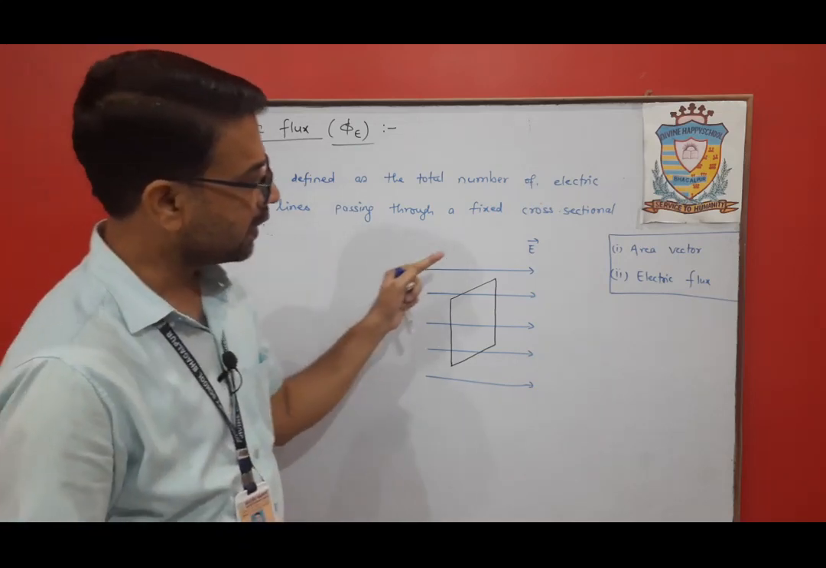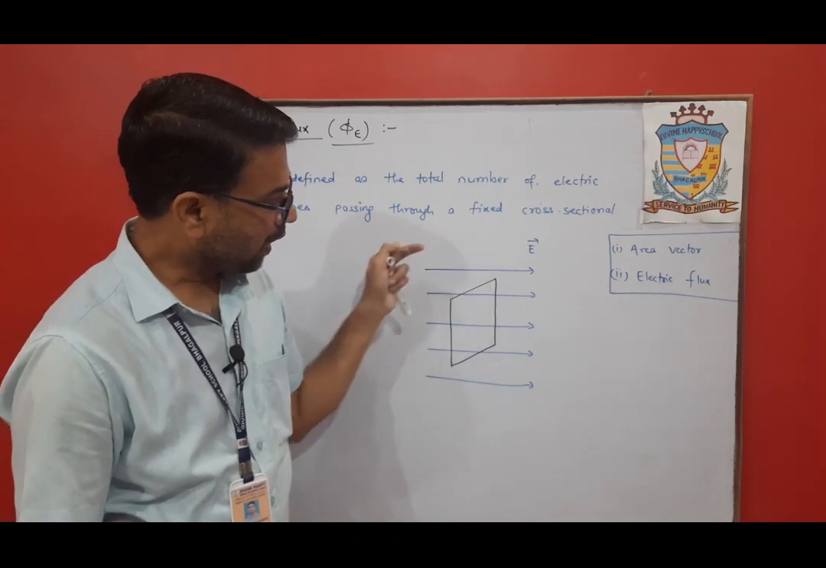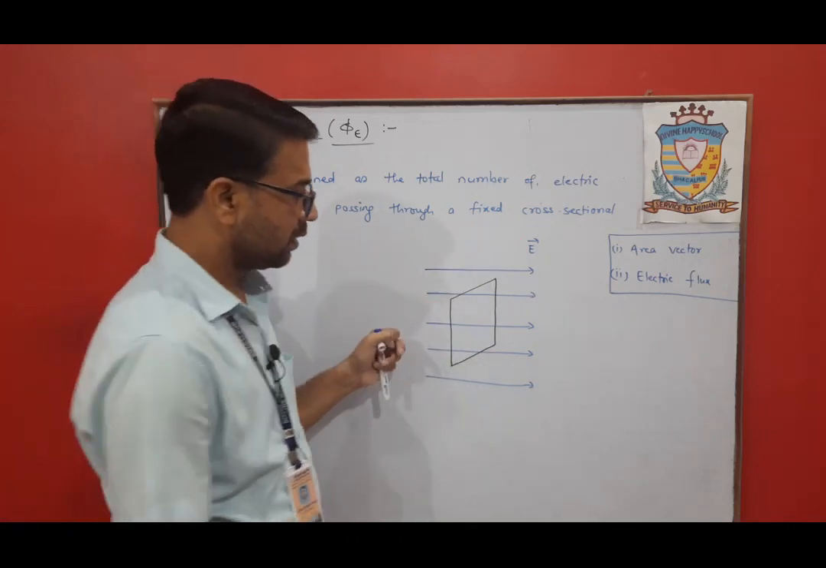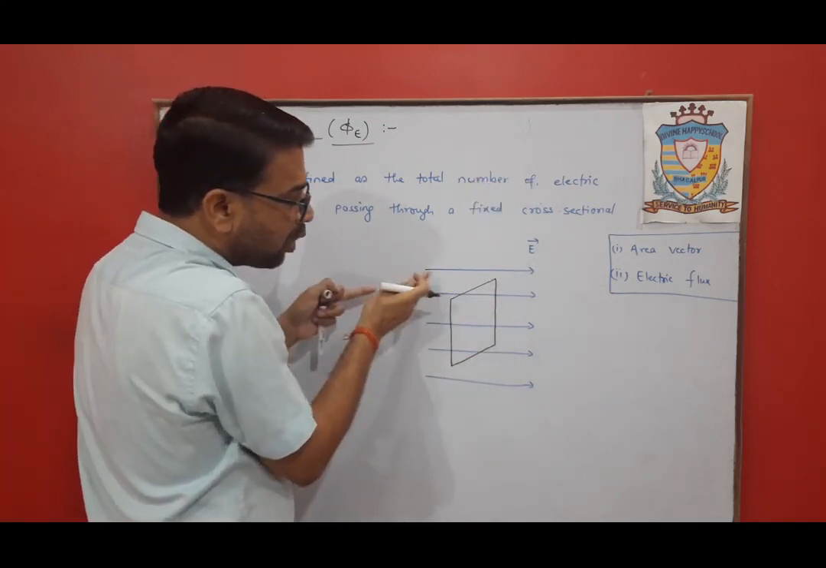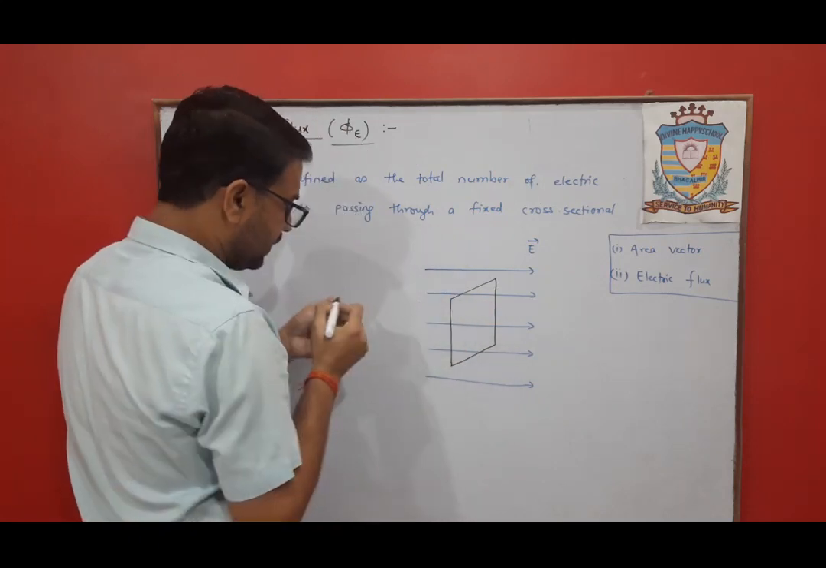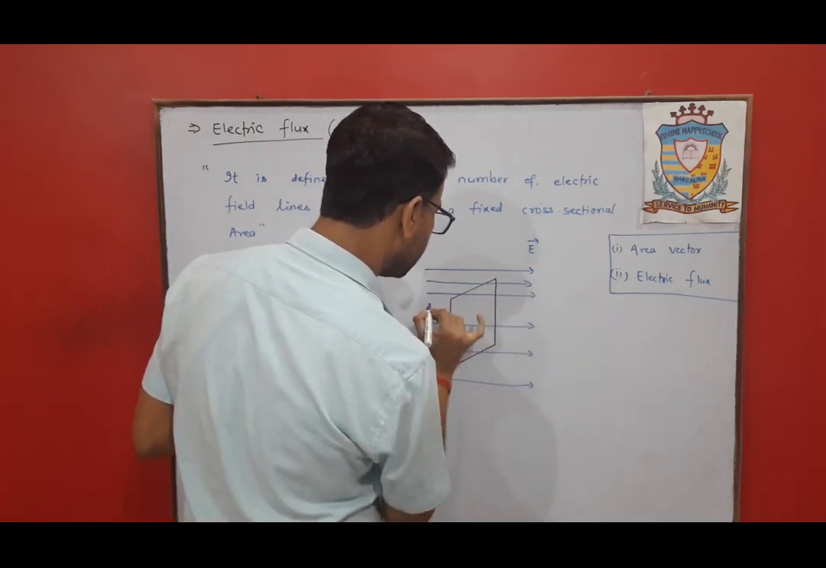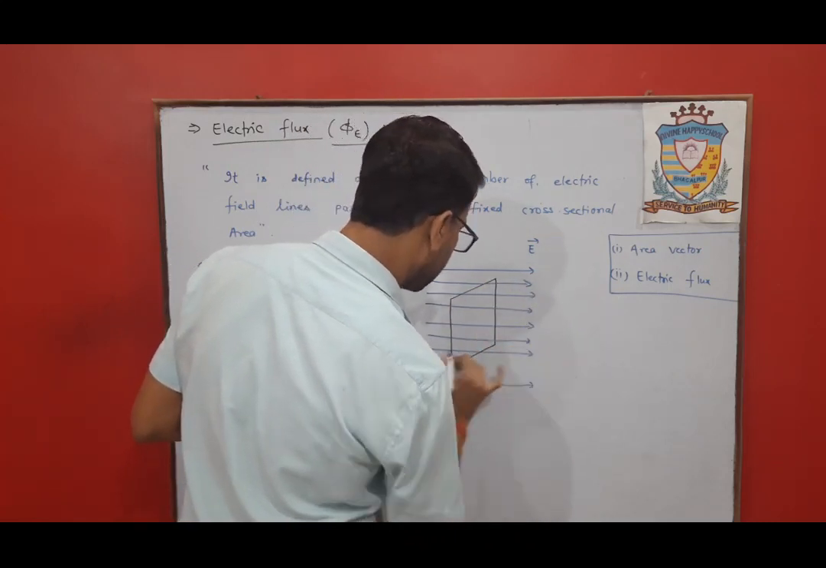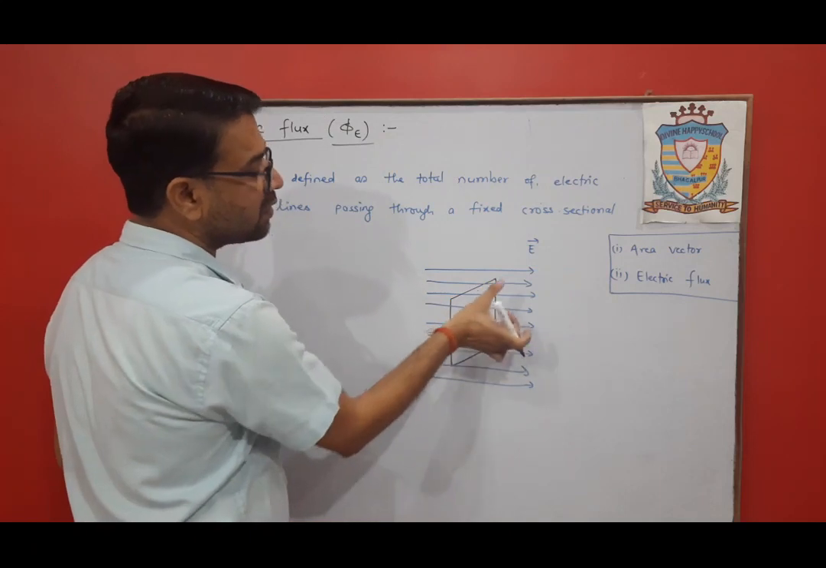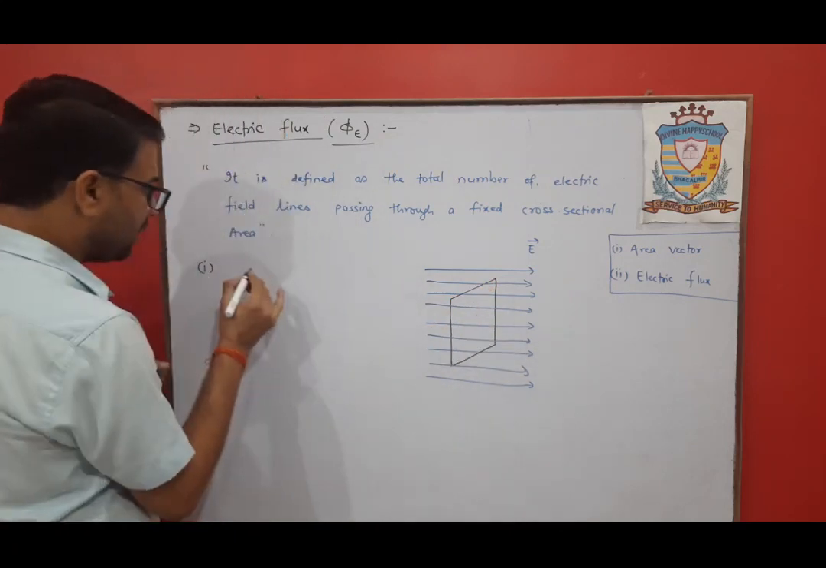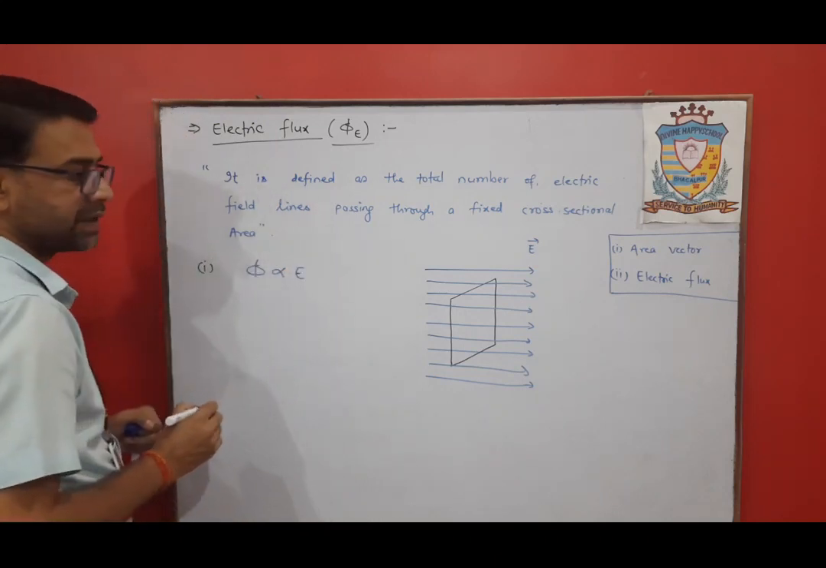First, electric flux depends on the electric field intensity. If the area is the same, but we increase the electric field intensity, the number of lines will increase. This is the first case. In another case, if we increase the electric field intensity, the amount of electric field lines will increase. So you can see in that case the number of electric field lines passing through this area will increase. Okay, so this flux is directly proportional to electric field intensity.